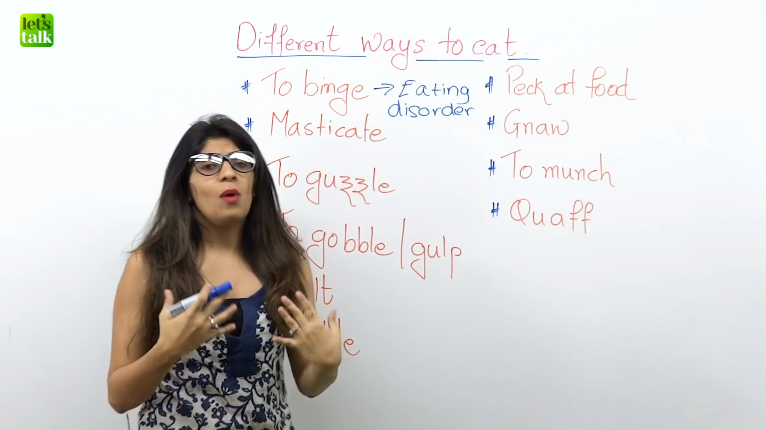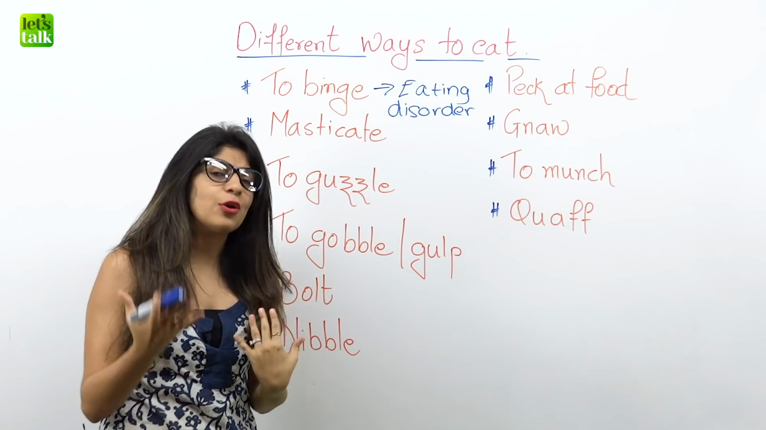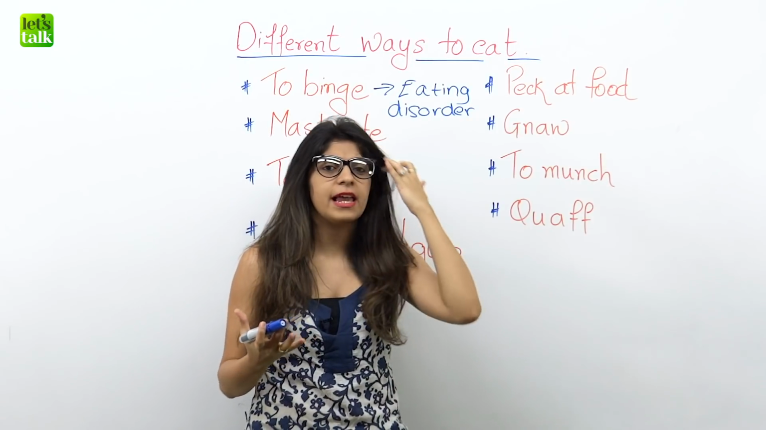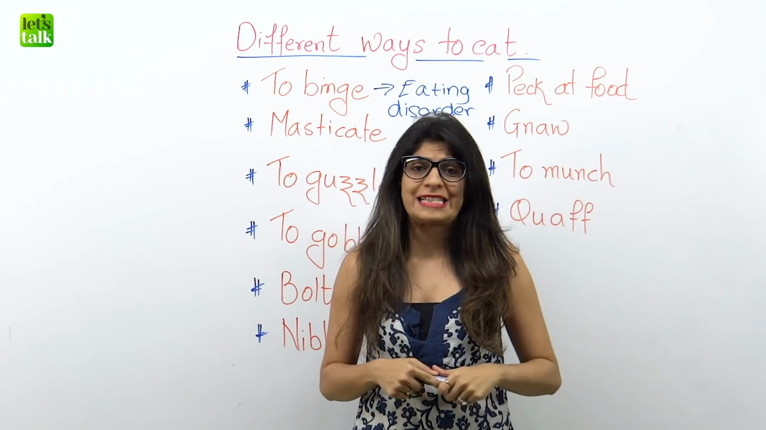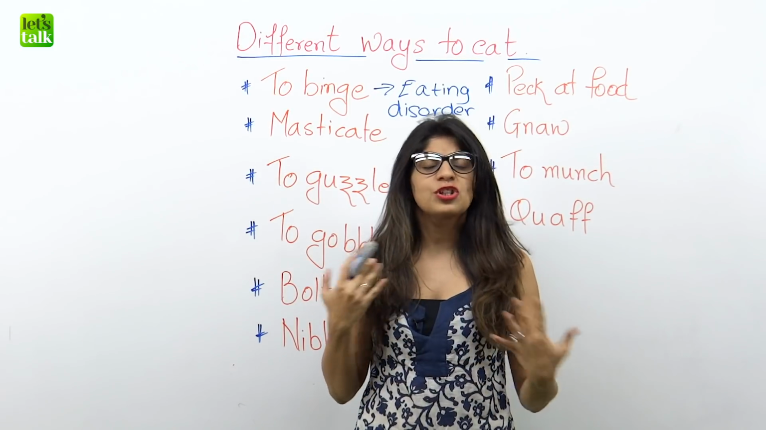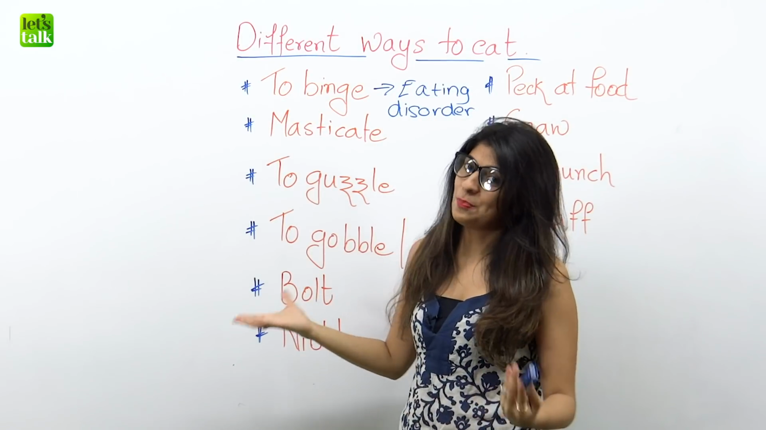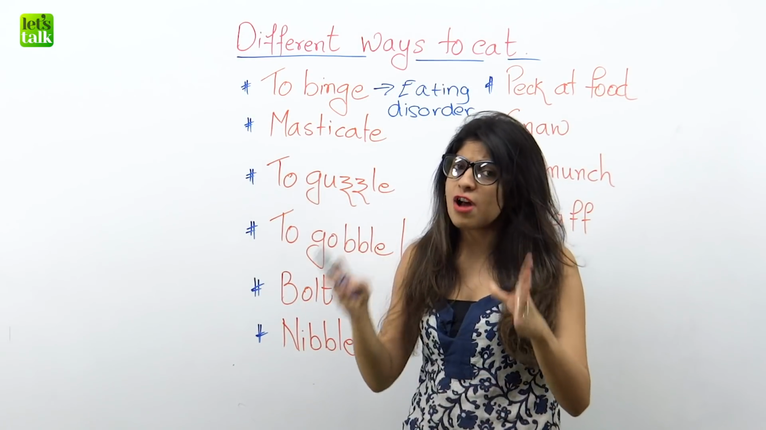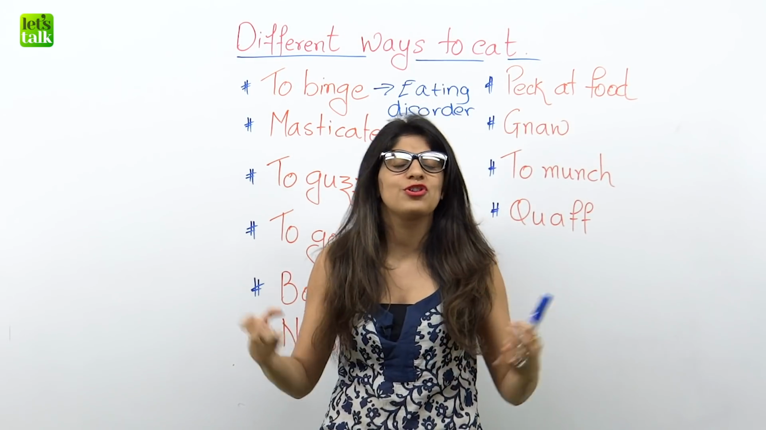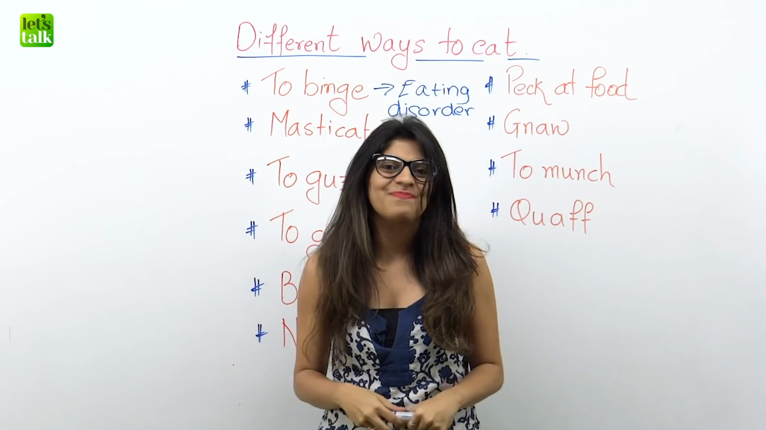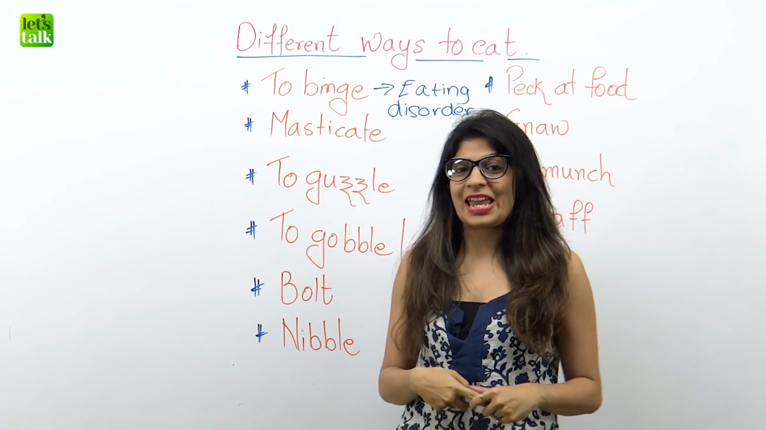But then while we speak in a very casual way, you might have noticed people end up saying, "Oh my God, I am starving and I'm gonna binge on these snacks here." So when you speak casually, you can end up using the word binge. However, the real meaning of it is that it is an eating disorder wherein you eat uncontrollably. Okay? Then the second one that we have is masticate.